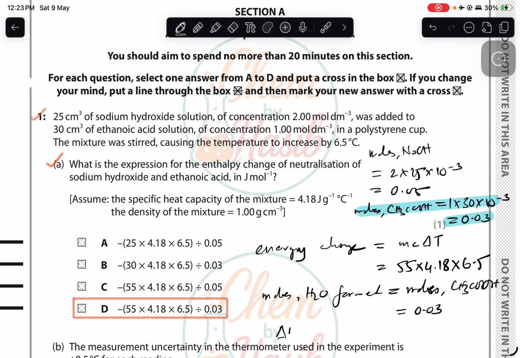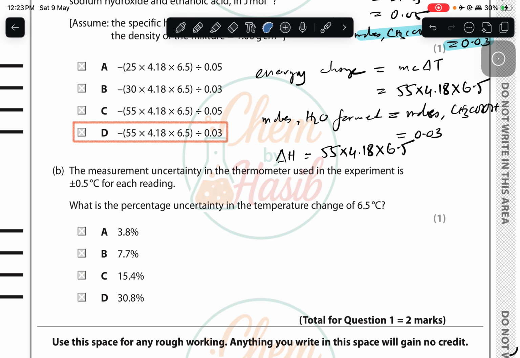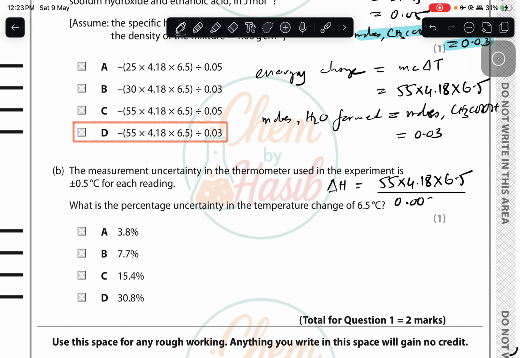Then you find delta H. Delta H will be the energy change. The energy change is 55 into 4.18 into 6.5. You divide this by the number of moles of water formed, which is 0.03. And you put a negative sign because there was a temperature rise during the reaction, indicating an exothermic reaction. All right.